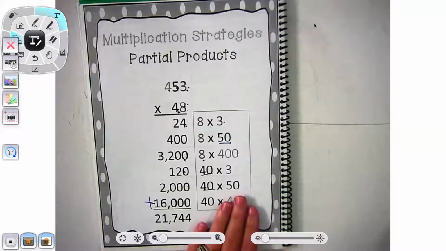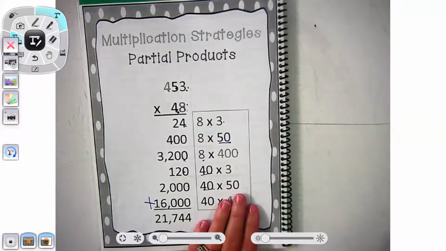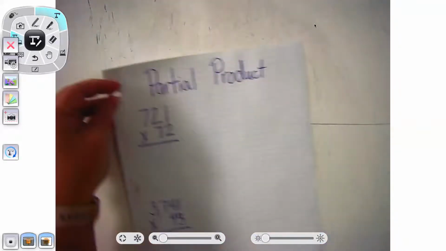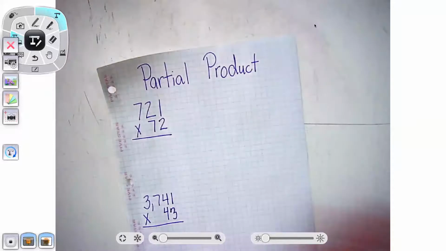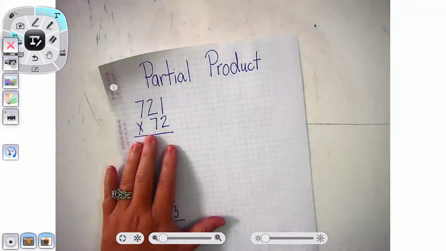I am going to show you partial product again, and I'm going to show you a way. This way is okay to organize it, but I think the other way is easier to see. So I'm going to do a couple of practice problems with you. So if you will look at these with me.